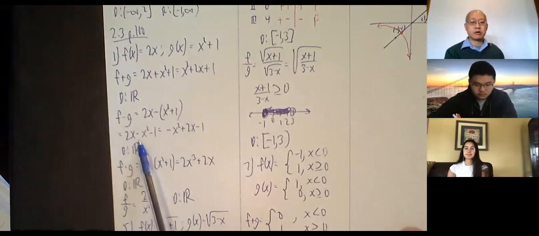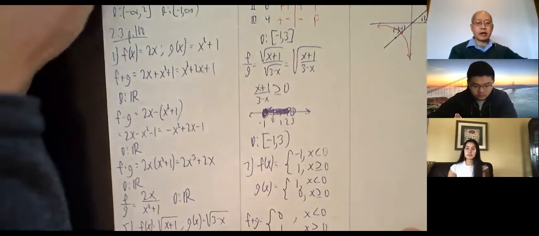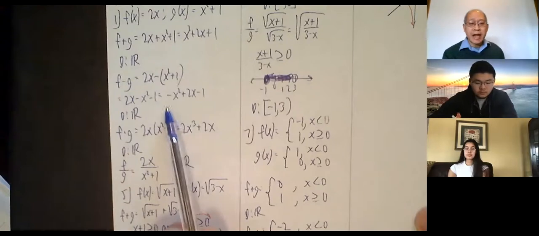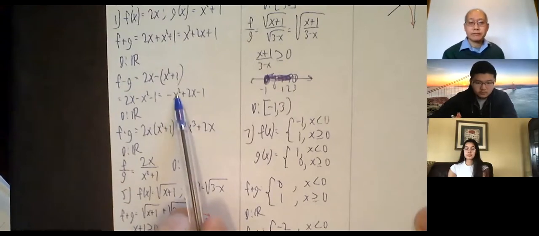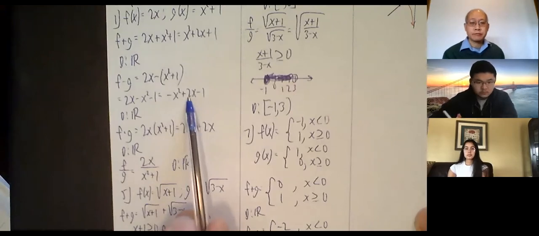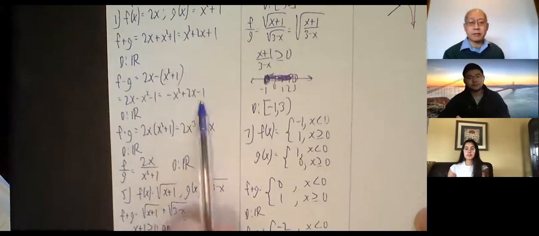Distribute 2x minus x squared minus 1, negative x squared plus 2x minus 1. Again, the domain is all reals. Okay, say, how do you know it's all reals? There's no trouble spots. Any real number, you can square it. You can take its negative. You can multiply it by 2. You can subtract 1 and add them all up.